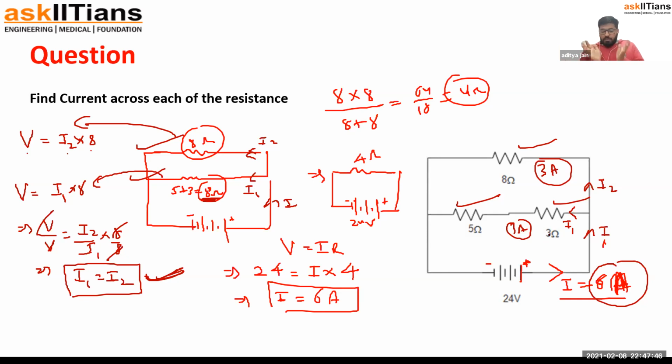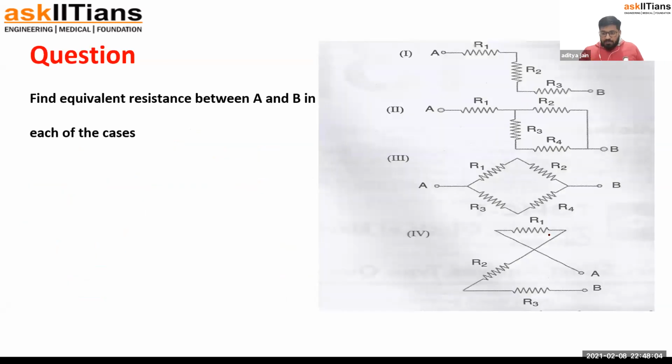We have done a big numerical on this, which consisted of the combined series and parallel combination. So I think that must have cleared all your doubts. Okay. Done. Now moving on to the next one. There are basically 4 questions present here.